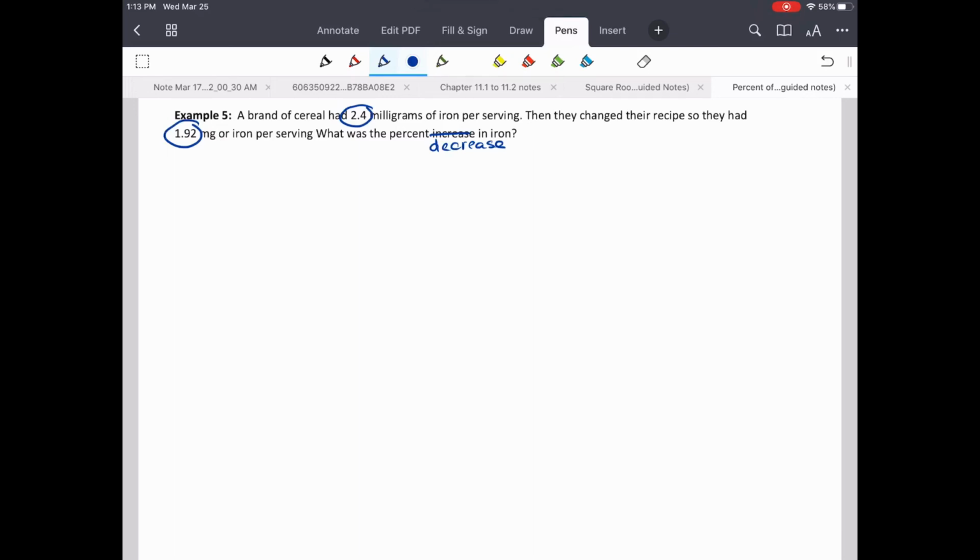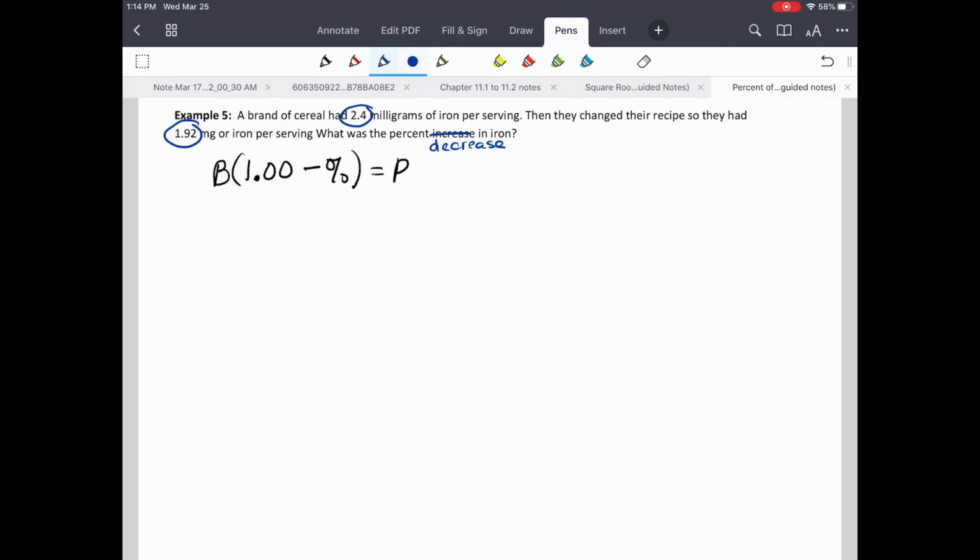But we've got, so right here we're looking at a percent decrease. So I'm going to use the decrease equation. So base times 1 minus the percent will equal the part.